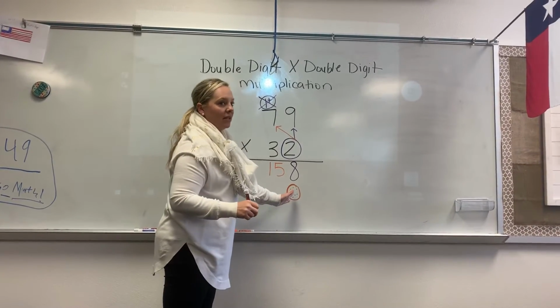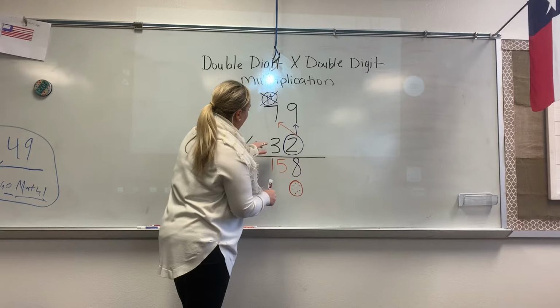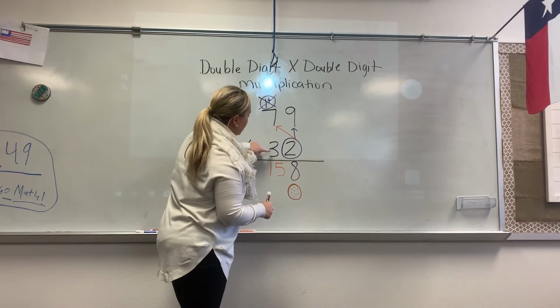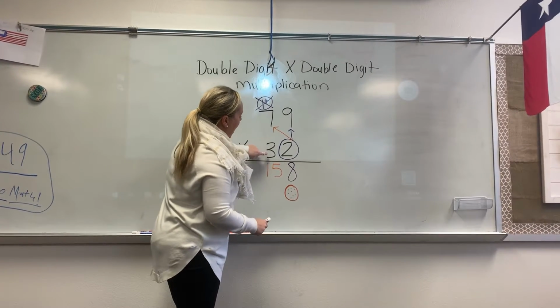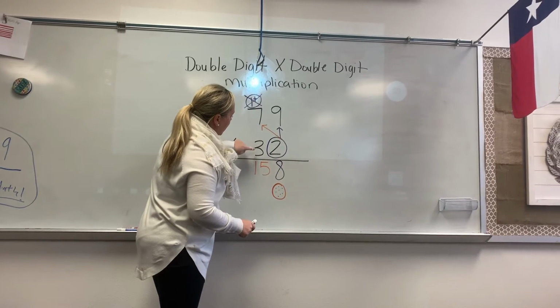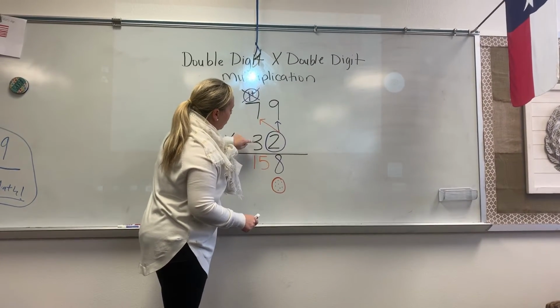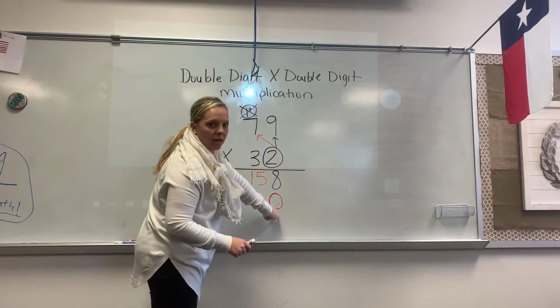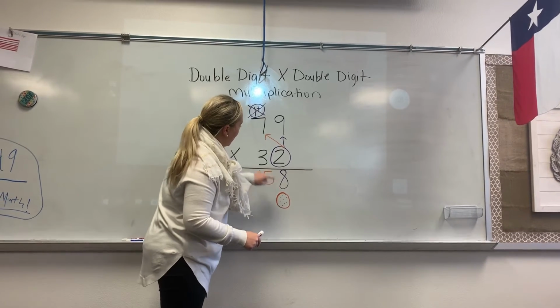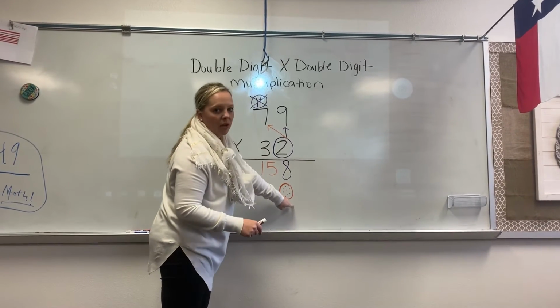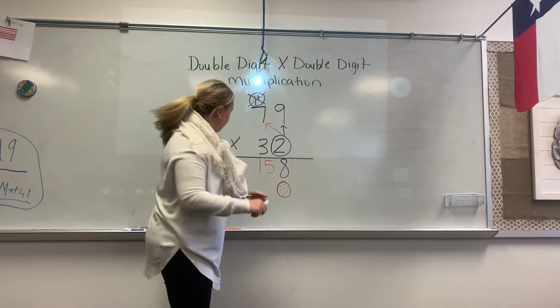Why am I putting a 0 here? Because my next number I'm going to multiply is in the tens place. And I can't multiply a digit that's in the tens place and put an answer in the ones place because that would make this number reduce in value, and that wouldn't be okay.